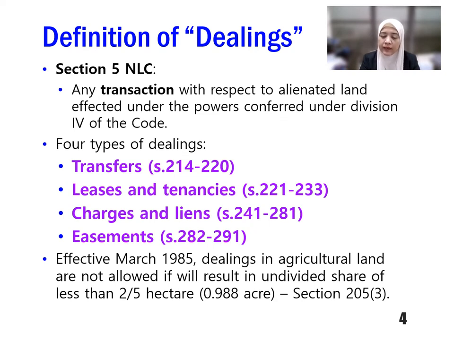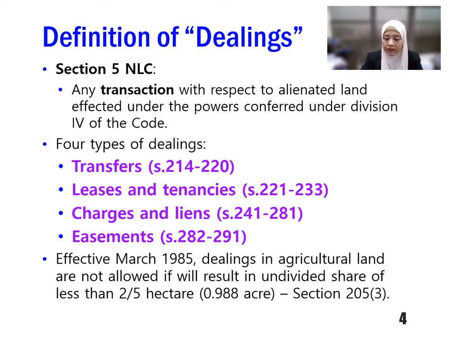But charges and liens, there are again differences. Here the difference is in terms of the procedure to create the charges and the liens, which are quite different. Okay, importantly, from March 1985, all types of dealings in agri land, whether it's transfers, leases, tenancies, charges, liens, and easements, any dealings in agri land are not allowed if it will result in undivided share of less than 2/5 hectare.